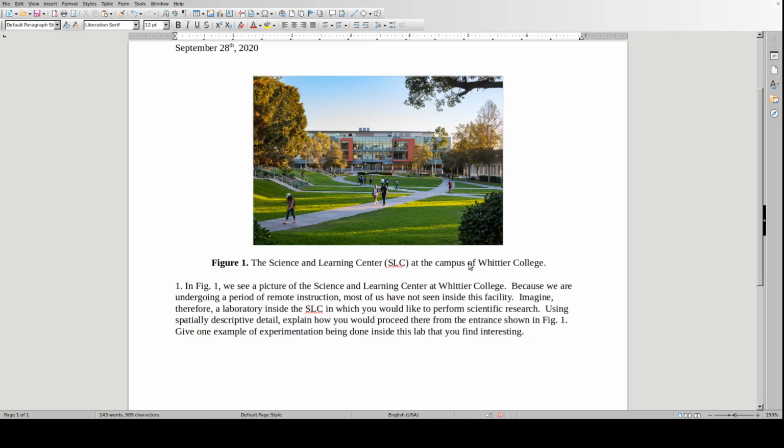And so question 1 in this activity states that in figure 1 we see a picture of the Science and Learning Center at Whittier College. Because we are undergoing a period of remote instruction, most of us have not seen inside this facility. Imagine therefore a laboratory inside the SLC in which you would like to perform scientific research. Using spatially descriptive detail, and that's the piece of this activity we're highlighting, explain how you would proceed there from the entrance shown in figure 1. Give one example of experimentation being done inside this lab that you find interesting.